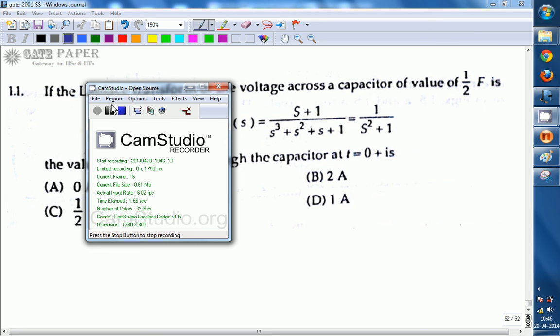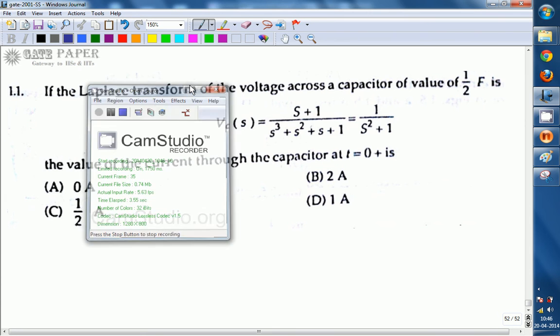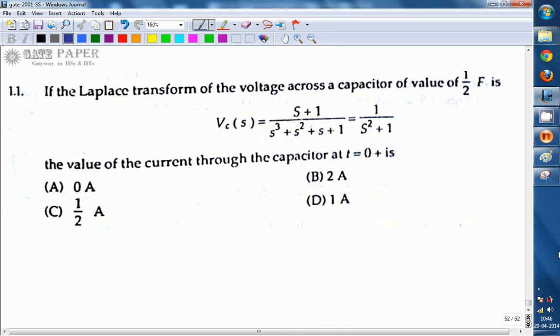Going to see the question from signals and systems given in GATE 1990 from the Laplace transform concept.